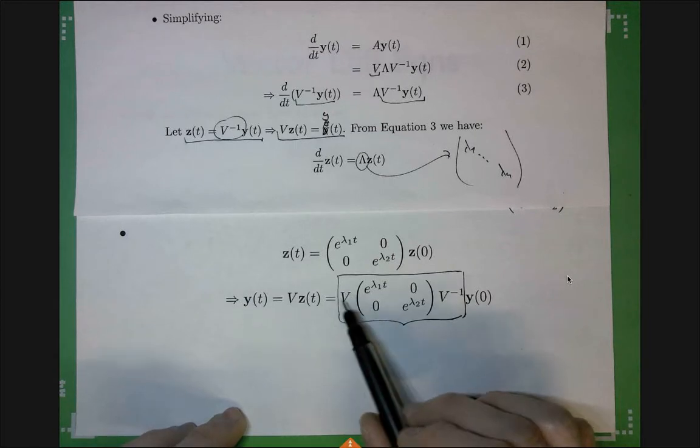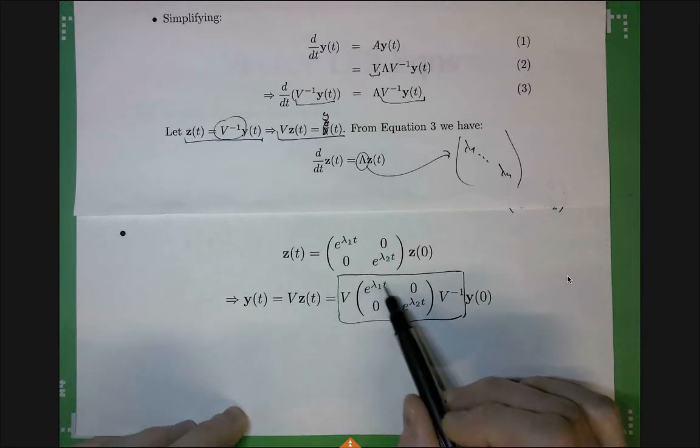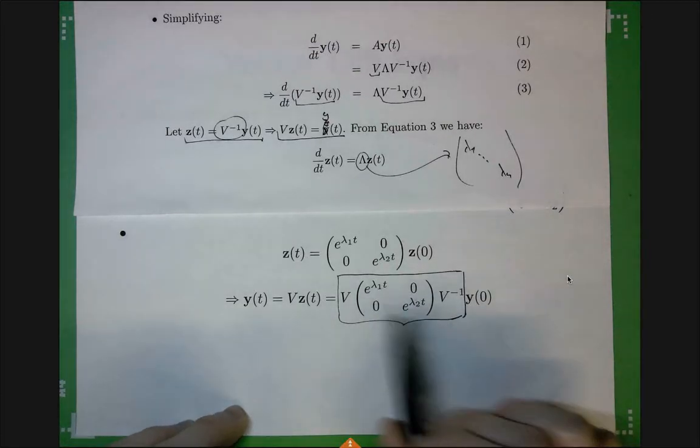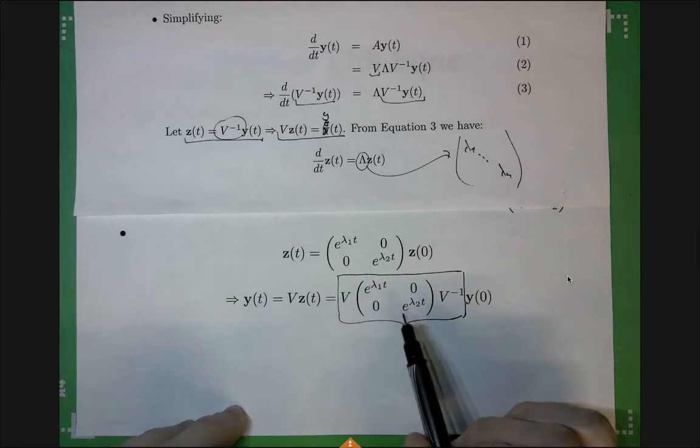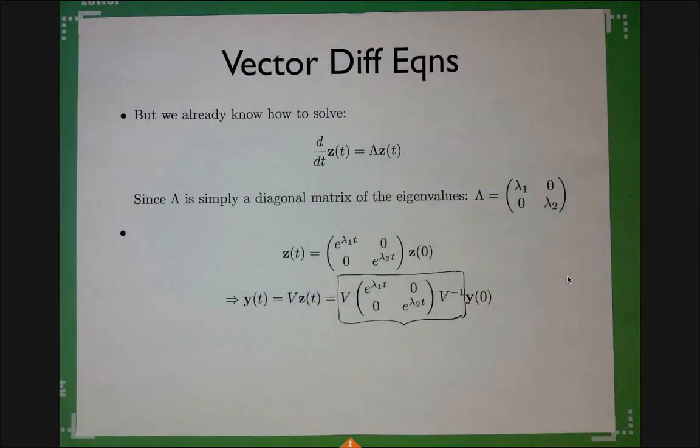So this is the matrix of eigenvectors. Here are the eigenvalues, raised as exponentials with time. That's the only place where the time enters, where the parameter of the function enters, and here are the inverse eigenvectors. And that's the general solution.